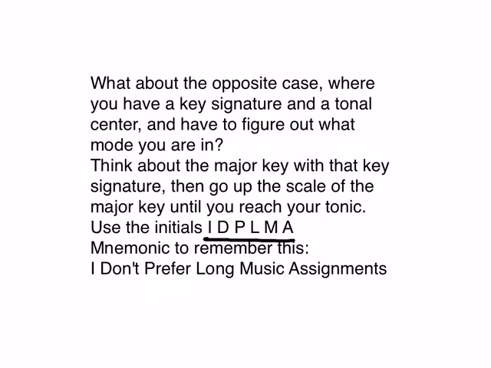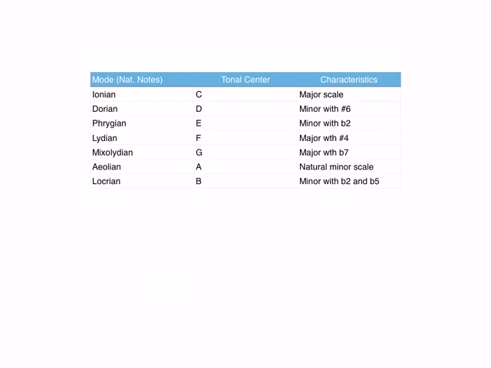Let's go back to the table and I'll show you how this works. So here's Ionian, Dorian, Phrygian, Lydian, Mixolydian, Aeolian. And if it's no sharps or flats, we start on C major. Scale degree 2 in C would be the tonic of D Dorian. Scale degree 3 in C, the tonic of E Phrygian, F Lydian, G Mixolydian, A Aeolian, B Locrian.